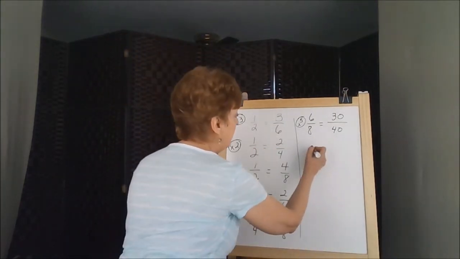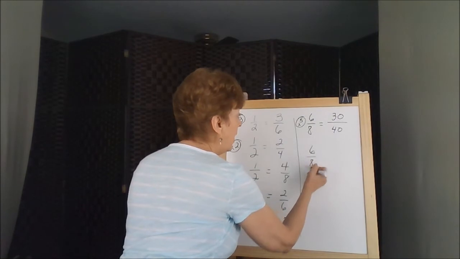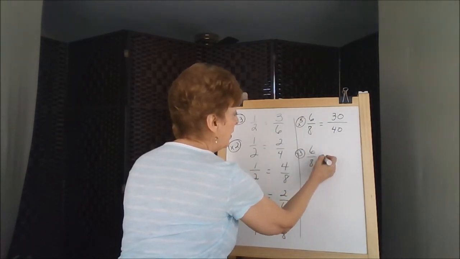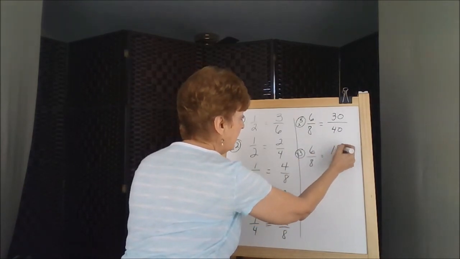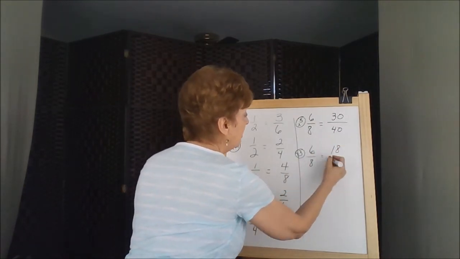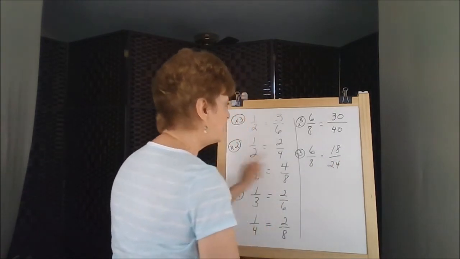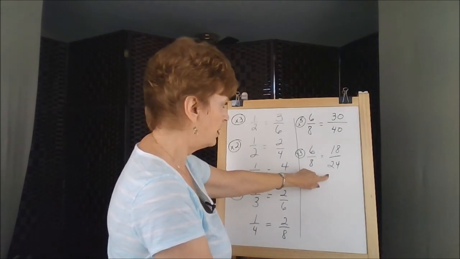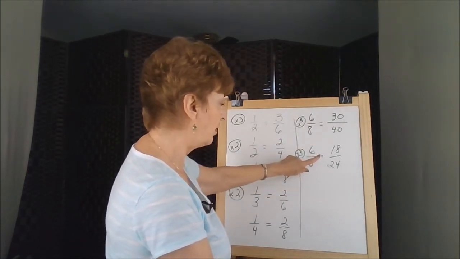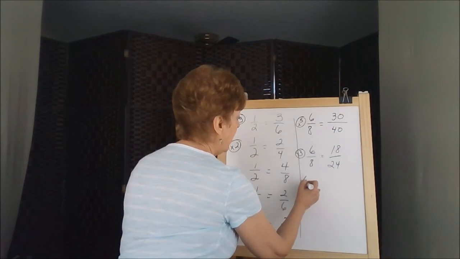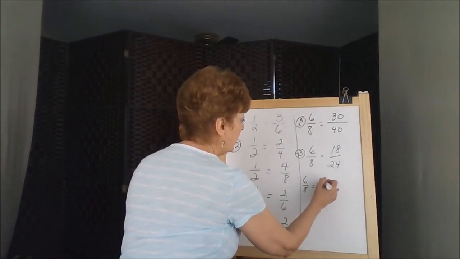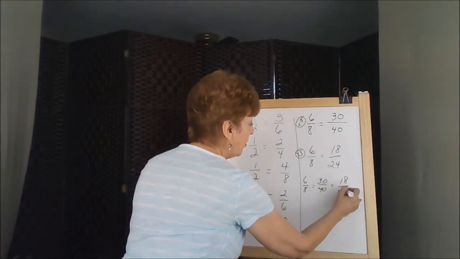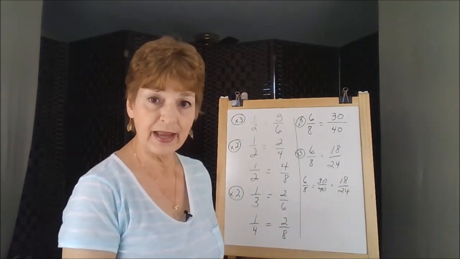We could take this same fraction, 6/8, and multiply it by maybe 3 this time. If we went 3 times 6, we would get 18. 3 times 8 is 24. So 6/8 could also be called 18/24. So we have a lot of equivalent fractions here. 6/8 could be 30/40, or it could be 18/24. It's all in the multiplication.